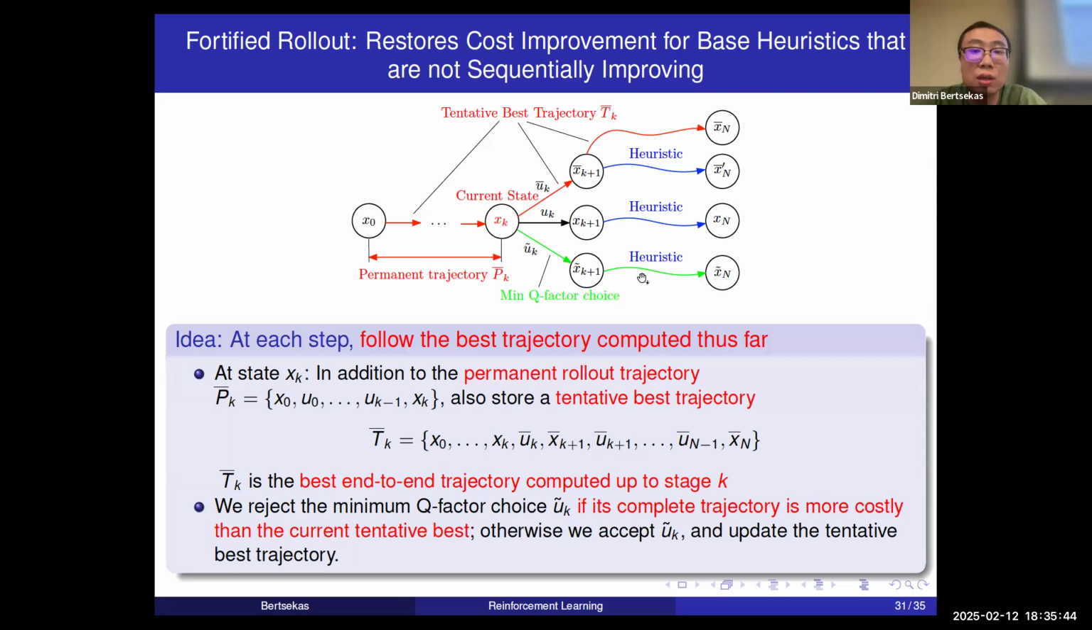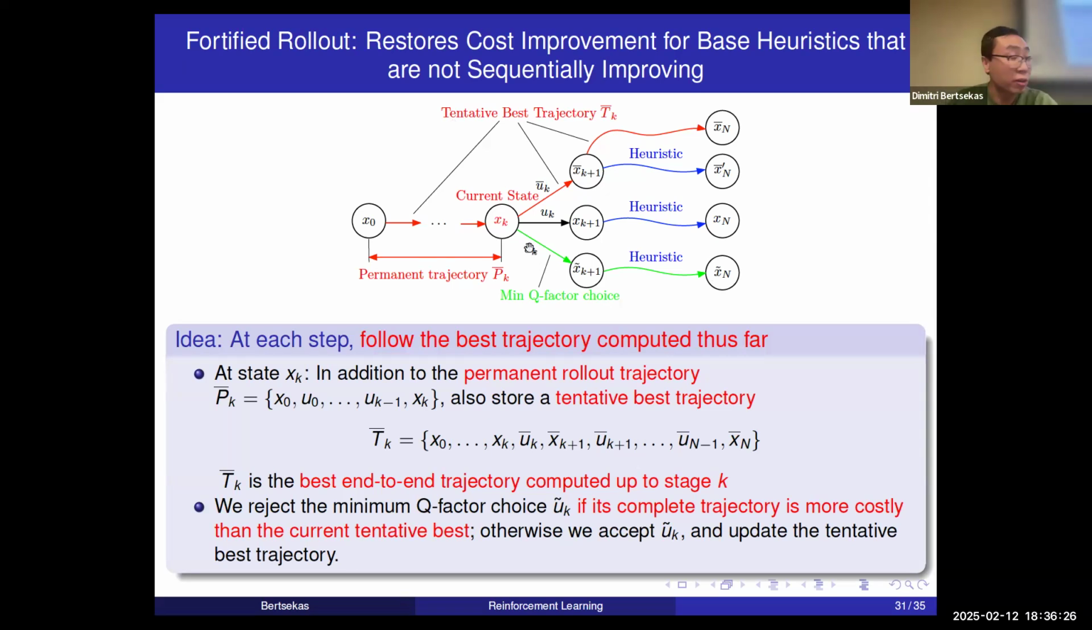Then in addition to that, we also compare the cost of this trajectory with the tentative best trajectory. If this trajectory has a cost which is inferior to the tentative best trajectory, we select the control suggested by the tentative best trajectory and move to the next stage. If, on the other hand, the minimum Q factor has a cost that is smaller than the tentative best trajectory, we switch to this control, UK tilde, and update the tentative best trajectory to be this one marked in green.